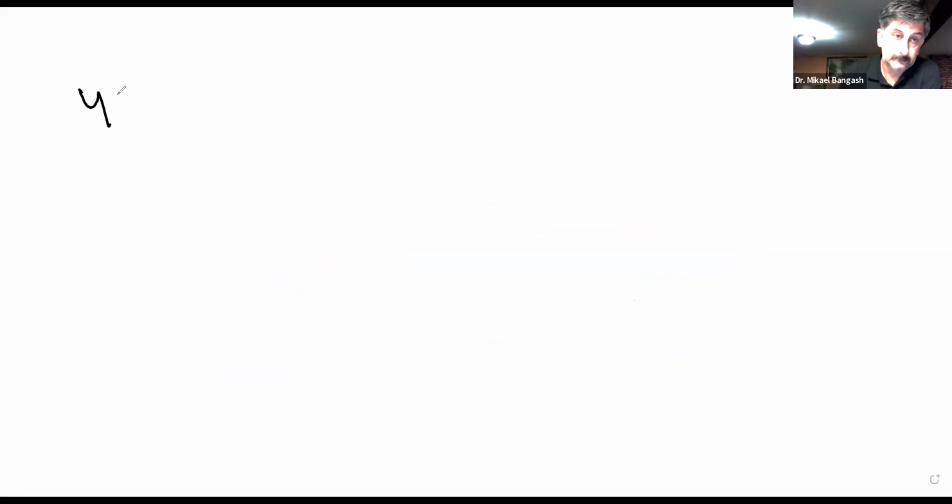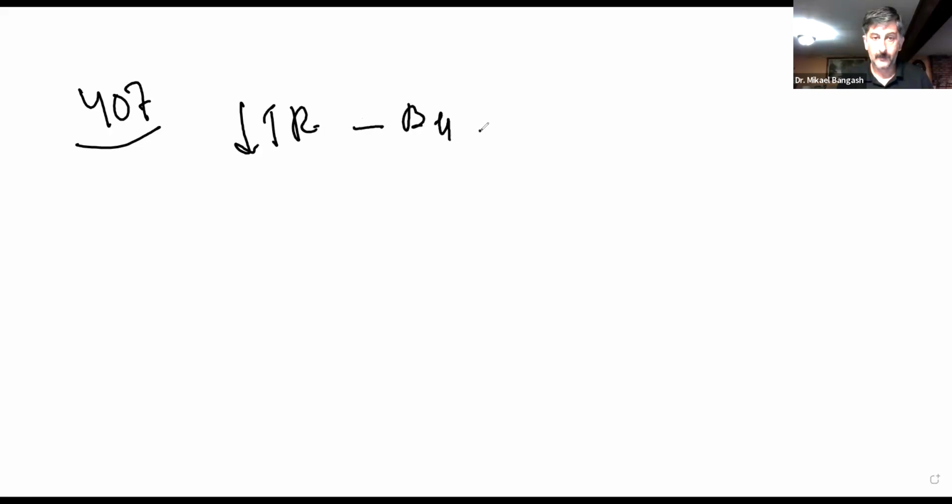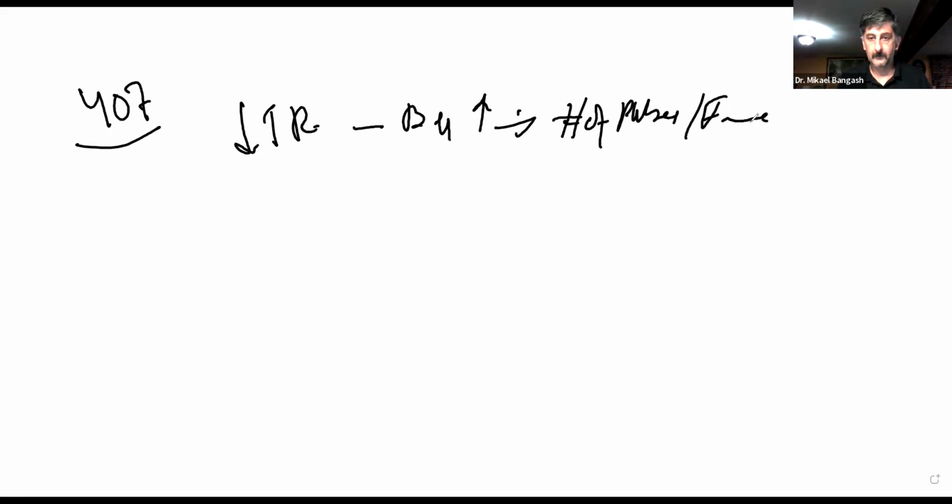Question 407. All of the following reduces your temporal resolution by increasing the number of pulses per image except for. What it means is that all of the options will reduce the temporal resolution by increasing the number of pulses per frame, except for one. So we have to look for the one that does not degrade temporal resolution due to the increased number of pulses.